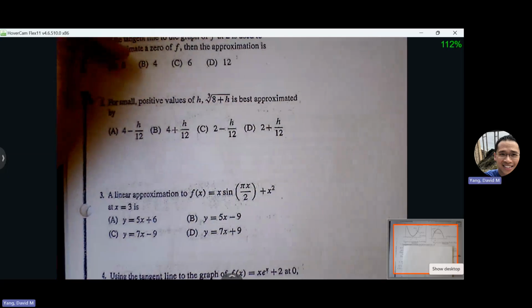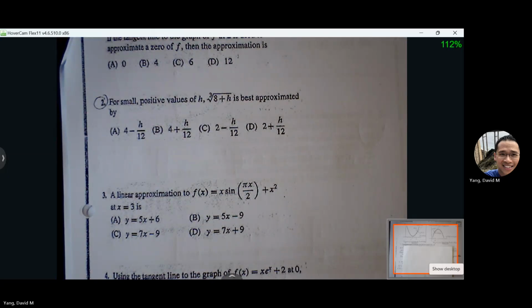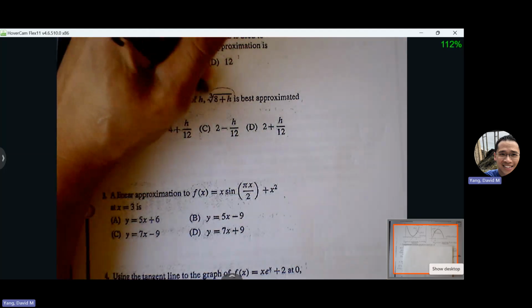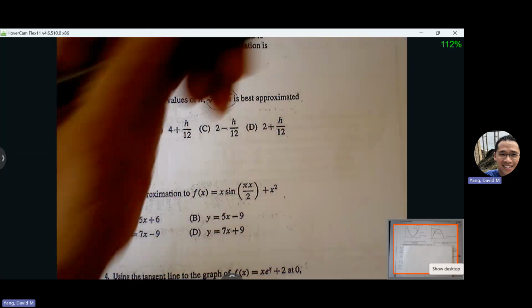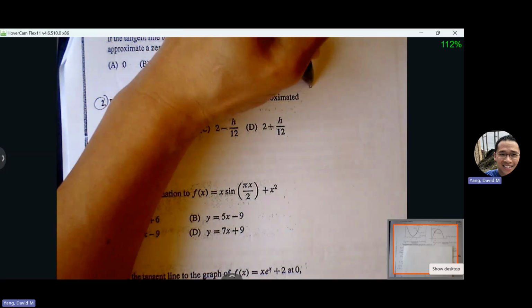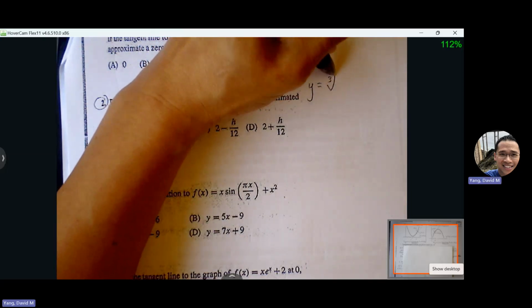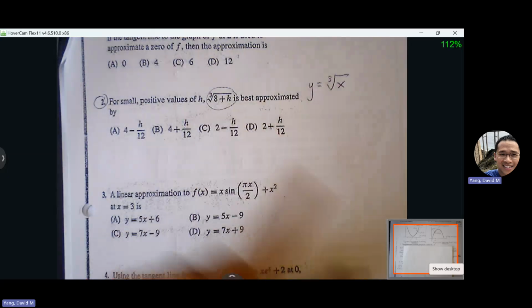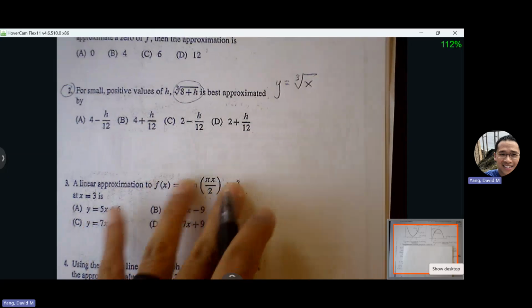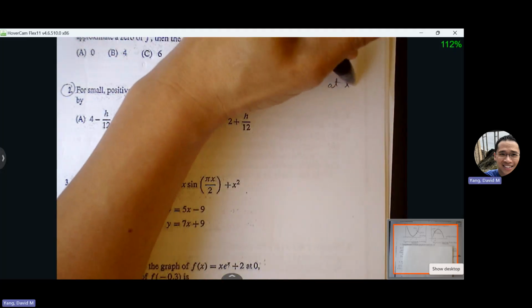Number 2, for small positive values of h, cube root of 8 plus h is best approximated by. Here we want to create our tangent line equation, so we want to create a function that we can find the derivative for and find a nice point where we can create our tangent line equation. There's a lot that's built into that. If we remove that 8, our function is really just cube root of x. All this is kind of under the family of cube root of x. So that's our function, and then our x value is at x equals 8.